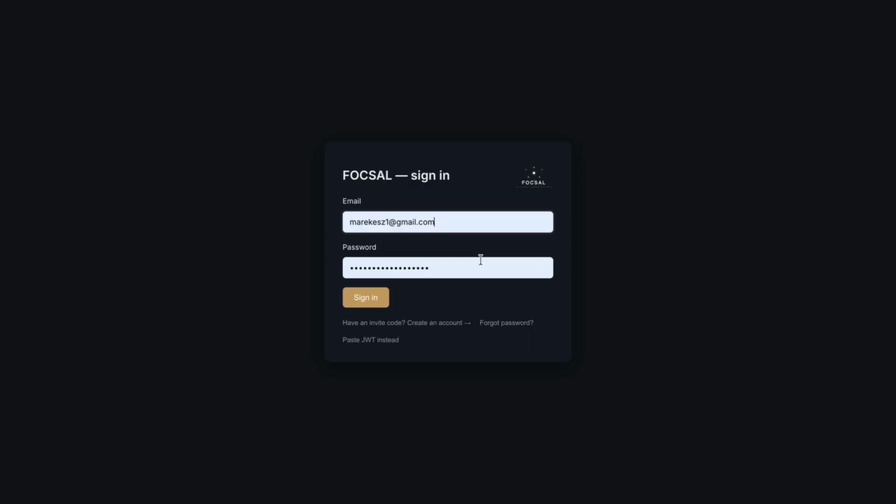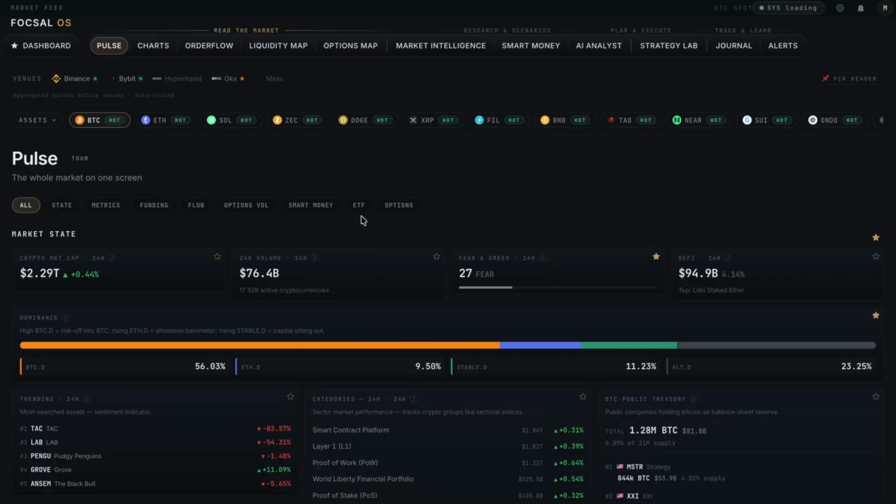We begin at the login screen. I'm signing in on a Pro seat, so every module is open, nothing locked. FOCSAL has several plans, from free to enterprise. But today isn't about plans, it's about how the whole system works. Let's go inside.